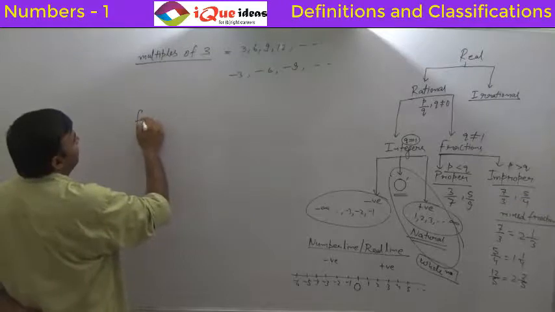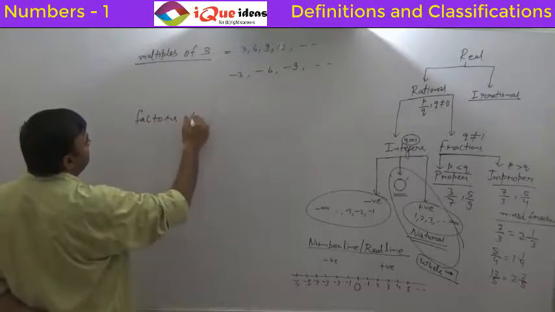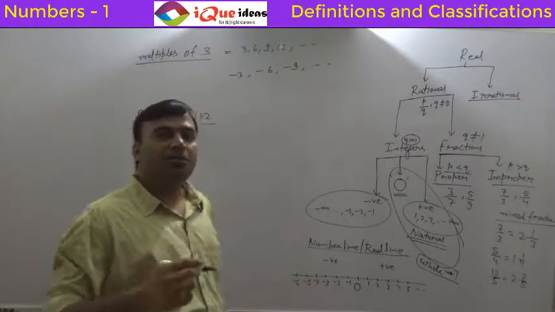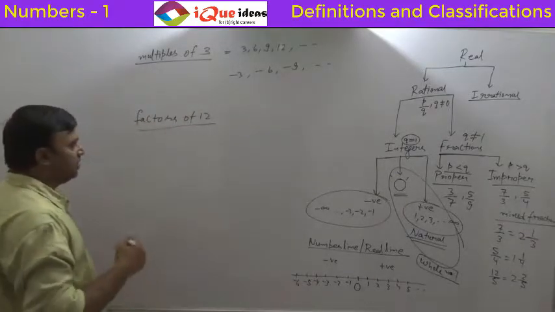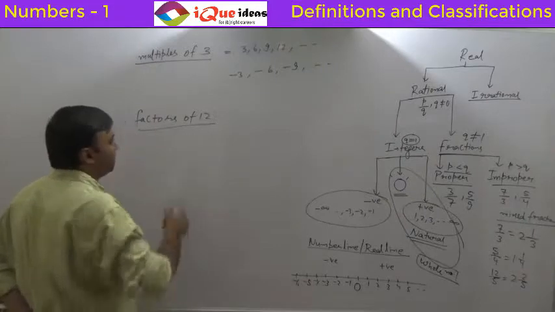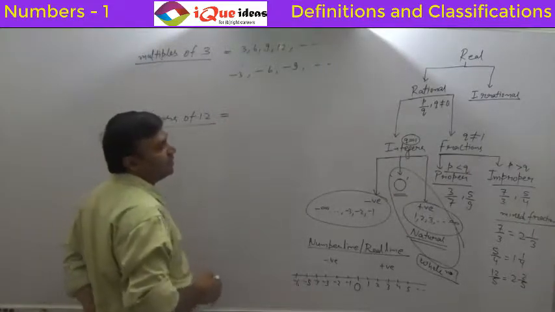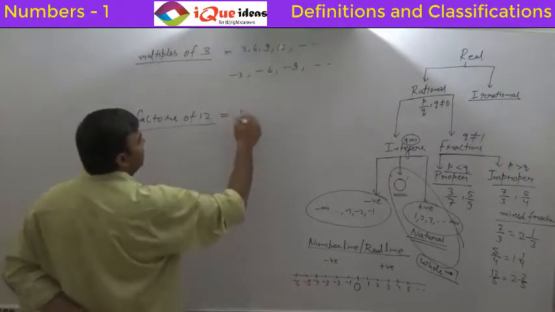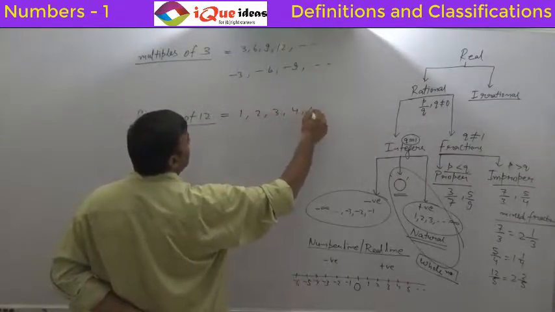What about factors of 12? 12 is a number. Now, what is the meaning of factor? The number which divides 12. The number which divides a given number is called a factor of that number. So, what are the numbers which will divide 12 completely? So, 1, 2, 3, 4, 6 and 12.